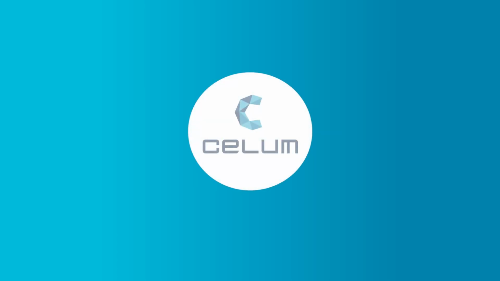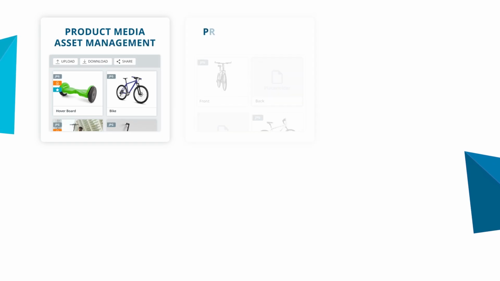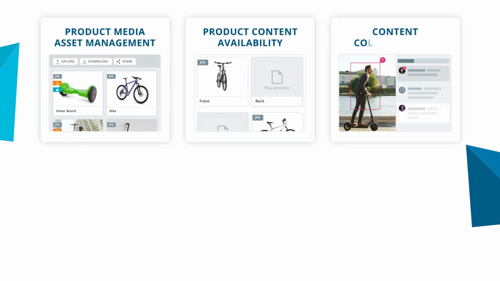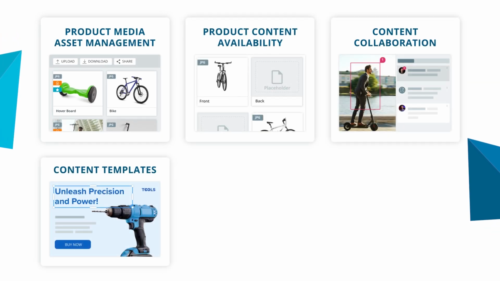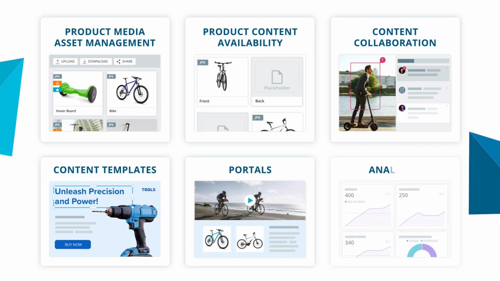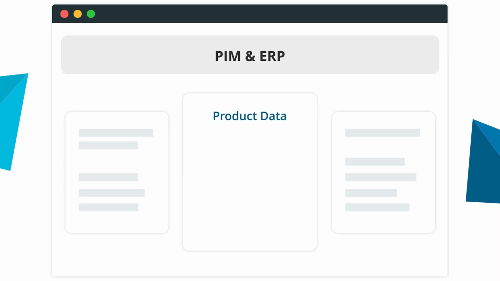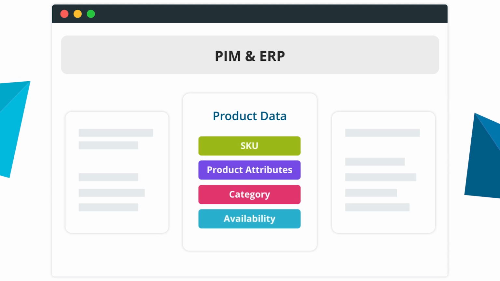CELUM is made to manage multimedia product content at scale. It is your all-in-one solution for product media asset management and product content availability, content collaboration, content templates, portals, and analytics. Data is at the heart of managing product media assets.